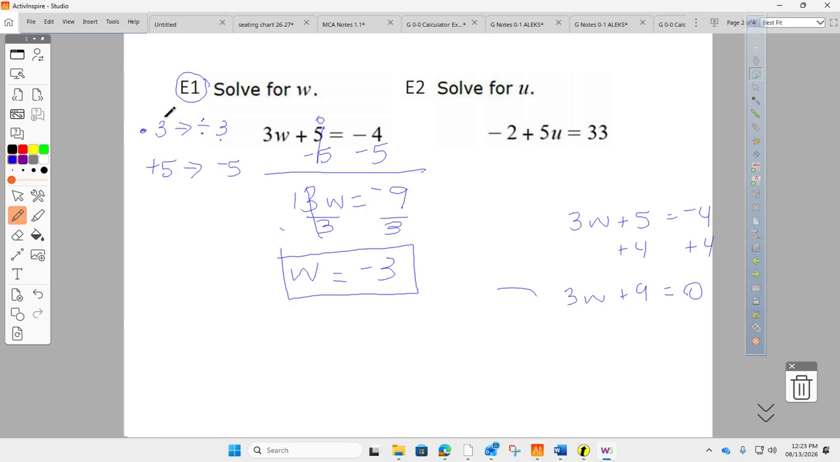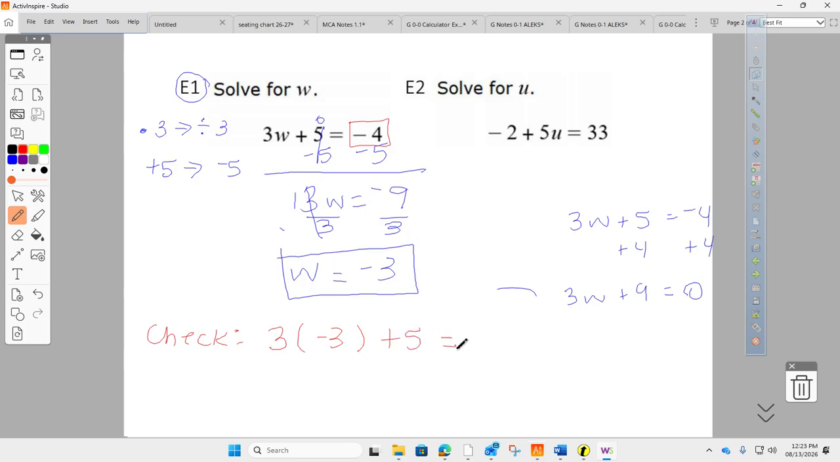This is the only one we're going to check, but we are going to check this one. I want you guys to use your calculator. All right, so we're going to check to see, did we get the correct answer? The way we're going to do that is we're going to plug it into the original equation and see, is this expression on the left, does it equal negative 4? Right? So we need 3 times negative 3 plus 5. We need to see what that equals on our calculator.